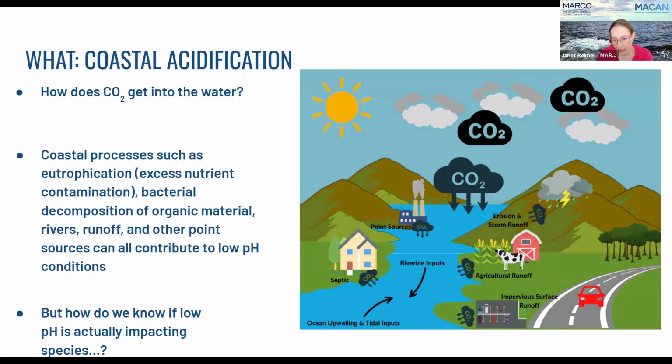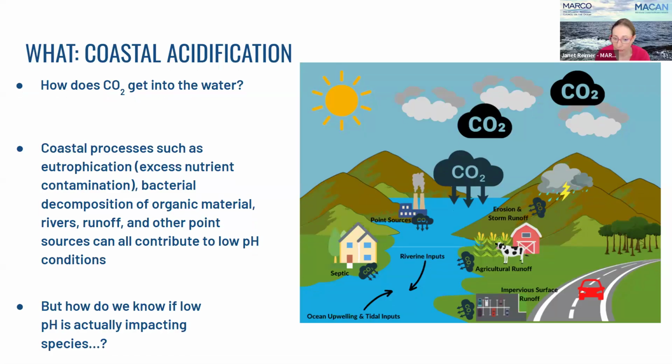Another point source can be sewage outfall or septic seepage. You can also have agricultural runoff, which will bring additional nutrients to fuel that organic matter growth. Again, rivers are inherently lower in pH, so they are another source of low pH in the coastal zone. And then with the construction of many impervious surfaces, such as parking lots and roads, you don't have that natural filtration of the water through the water table and into rivers in the coastal zone.